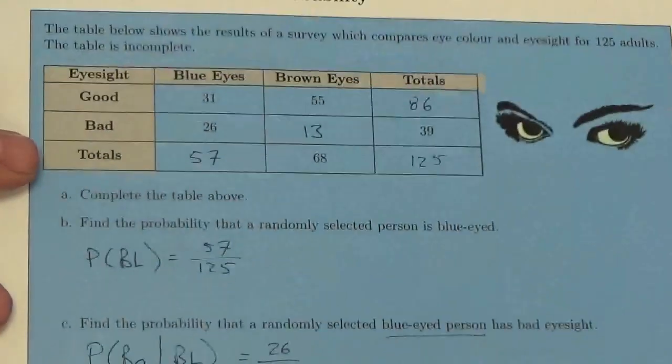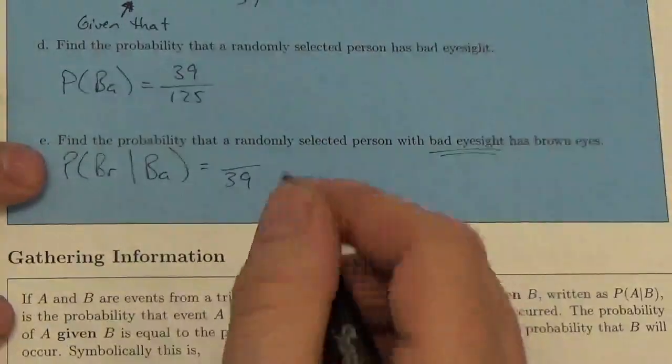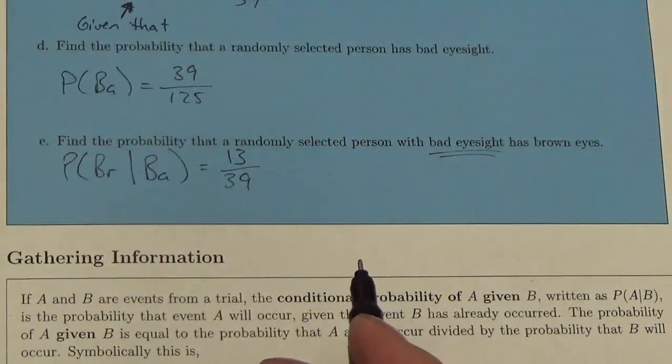Now, and how many of them have brown eyes? How many of those have brown eyes? It's going to be 13. And I get 13 out of 39, or 1/3, okay?